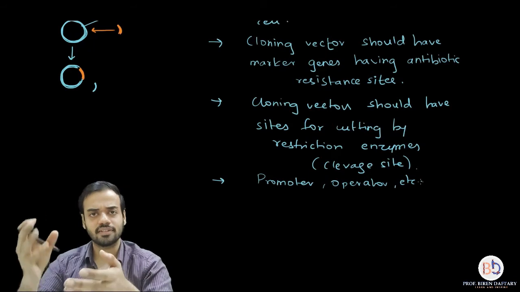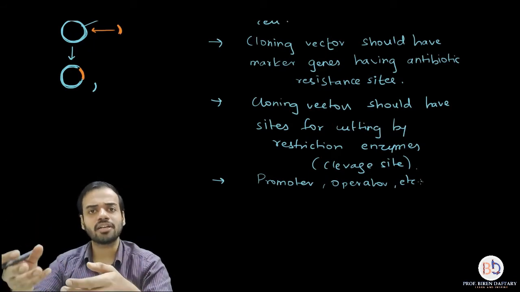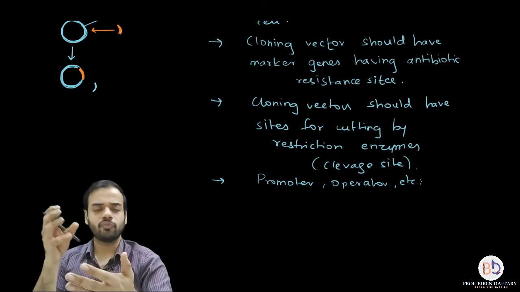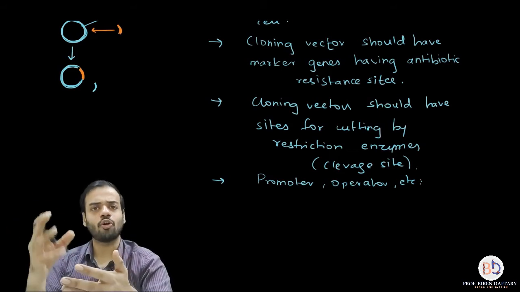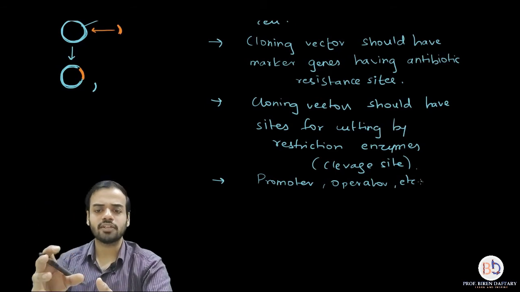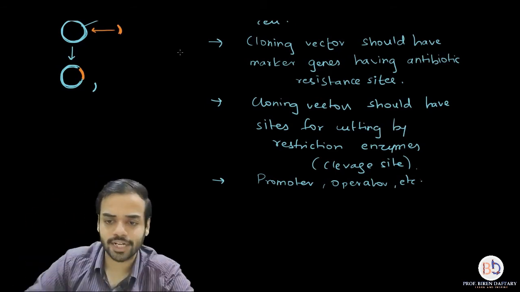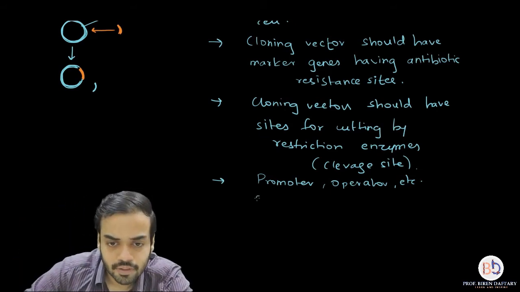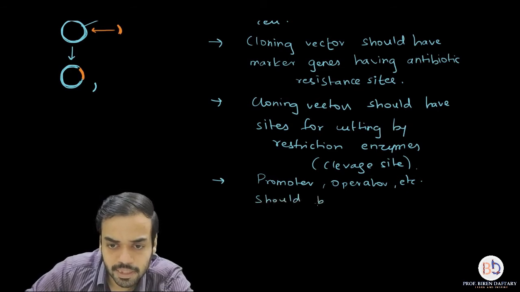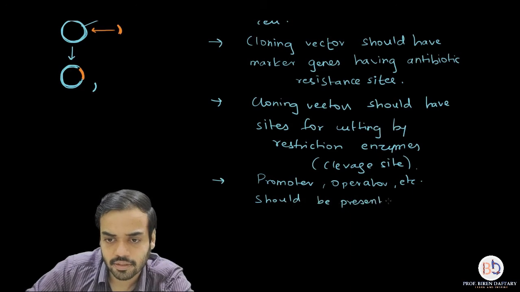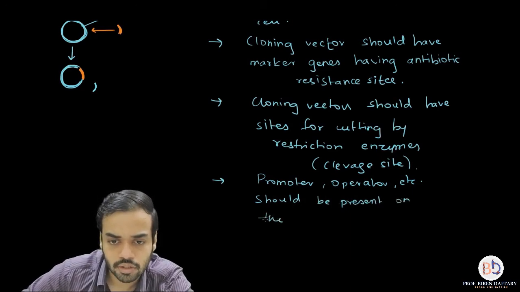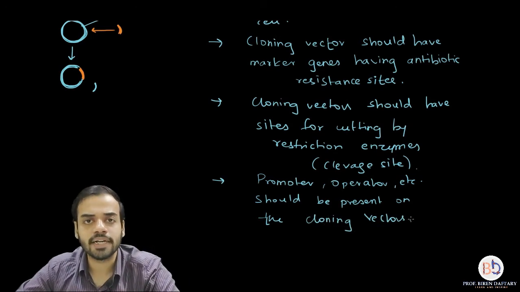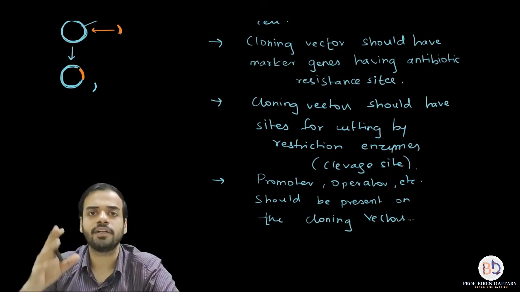So this cloning vector is basically nothing but a kind of operon. So you also need these areas of promoter, operator, ribosomal binding sites, all these things you need on the cloning vector. So this is the last point, that areas such as promoter, operators, etc. should be present on the cloning vectors. Is this clear? So with that we have completed this part regarding the properties of cloning vectors.